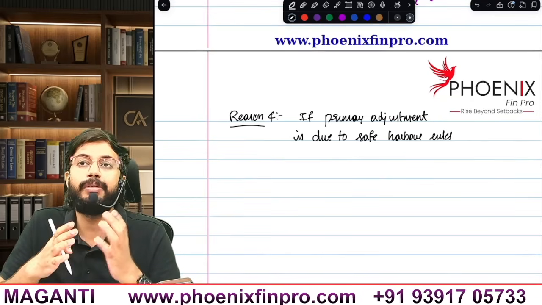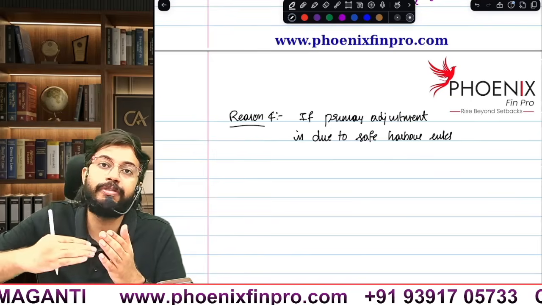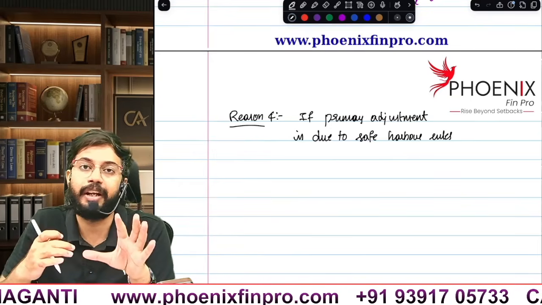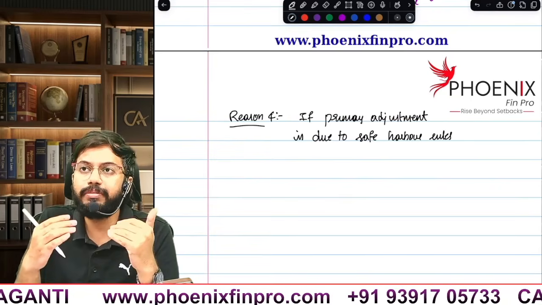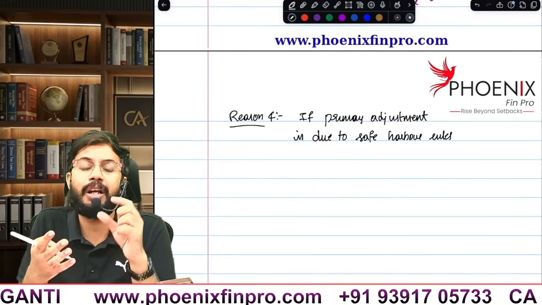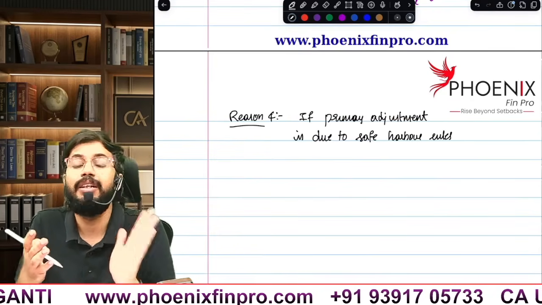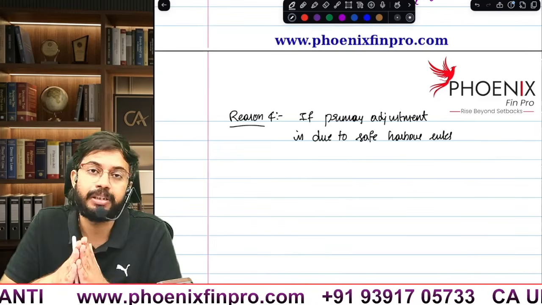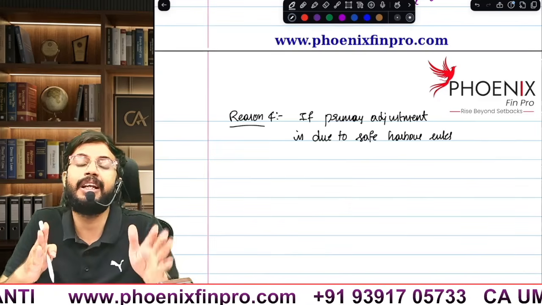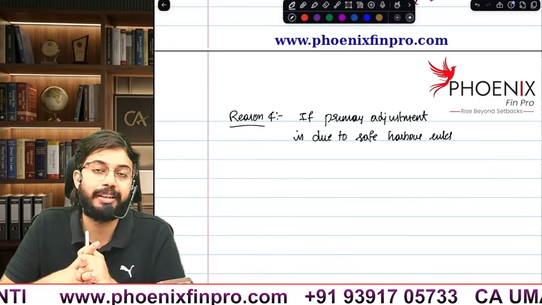So safe harbor rules means government will give list of criteria for your industry. If you maintain your profit margins, your transfer prices as per that list, as per safe harbor rules, then whatever your actual price is there, that will be accepted as arm's length price.